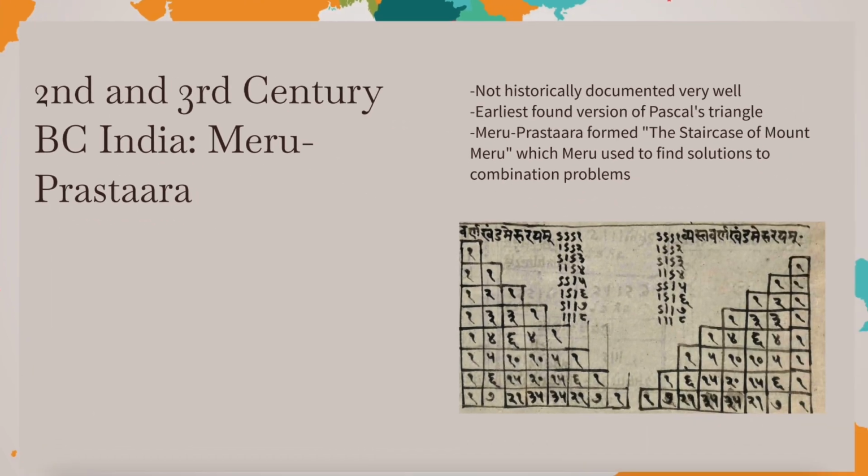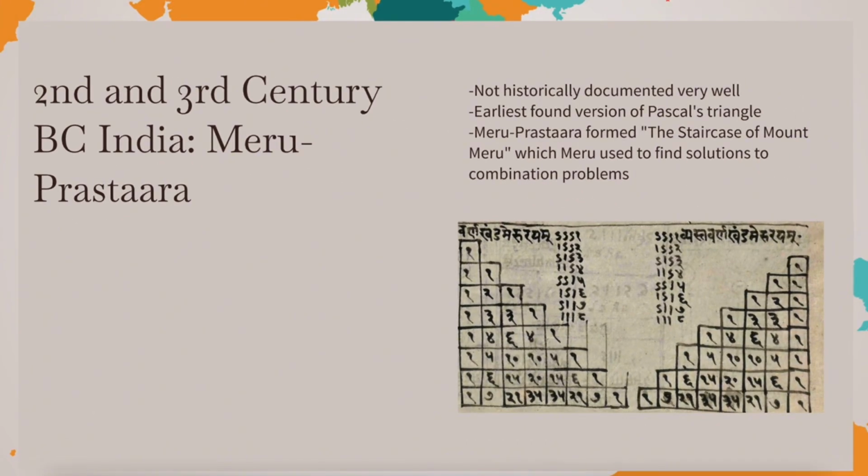Now, this is not the most well-documented source, and some people like to give credit to other scholars in creating Pascal's triangle. Largely, this is due to the fact that Mary Prestara did not use his staircase of Mount Meru, as it was later called, to find solutions to binomial expansions. Instead, he used it to solve combination problems. Now that, combined with the poorly documented nature and age of his work, led it to be an incredibly important but largely forgotten part of Pascal's triangle's history.